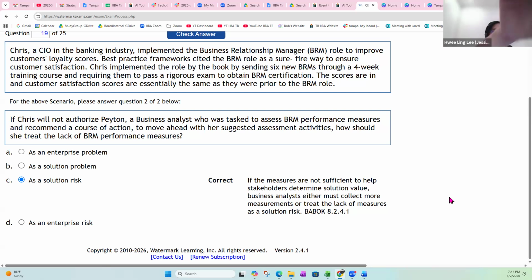But I'm a bit confused, because they say suggested assessment activity. It sounds to me like there's an external action that we need to assess, instead of assessing the BRM. Yeah, I would have gone with enterprise risk because of that particular line as well, which is why I wanted to hear her reasoning. But okay, it makes sense. But you know what? You'll never make this mistake again. And I agree, Katya did it to us.